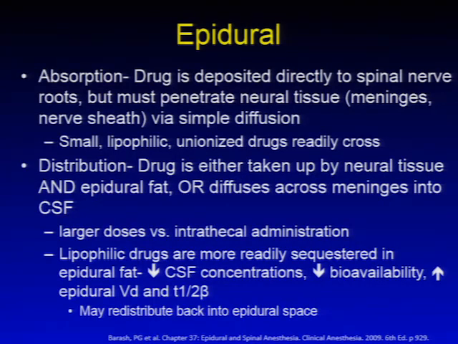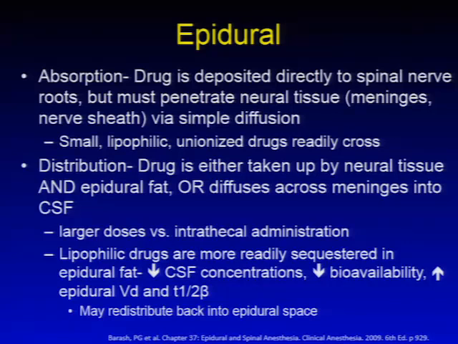When we talk about distribution, there are two different ways that a drug can distribute in the epidural space. The first, and the majority of the drugs, are taken up by neural tissue and epidural fat. A much smaller proportion of these drugs can actually diffuse across the meninges and into the CSF. Because the drug is taken up by the ubiquitous epidural fat, this necessitates larger doses in the epidural space versus intrathecal administration. Lipophilic drugs, whether it's local anesthetics or opioids, are extremely readily sequestered in the epidural fat.